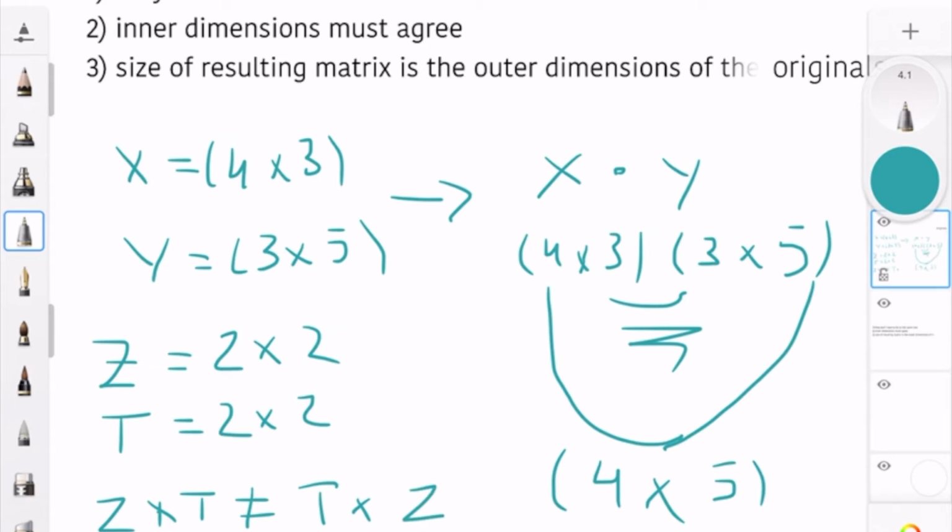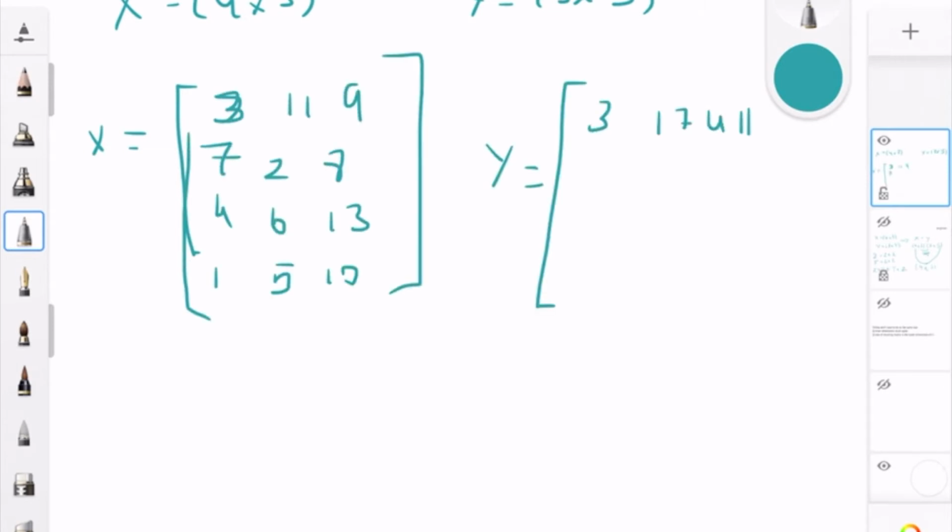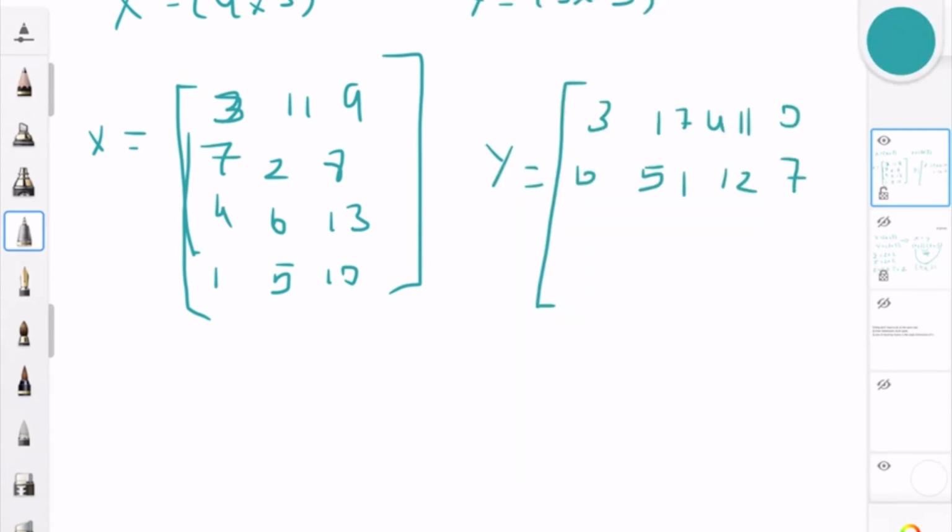As an example, we are going to multiply the two matrices, X and Y. Let me write them for you. X is 4 by 3 and Y is 3 by 5. Here, as you can see, the inner dimensions are 3 and they agree. And the resulting matrix is 4 by 5. In this case, the multiplication of two matrices is quite different from regular multiplication.